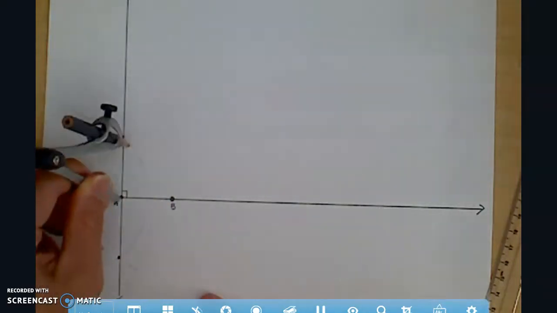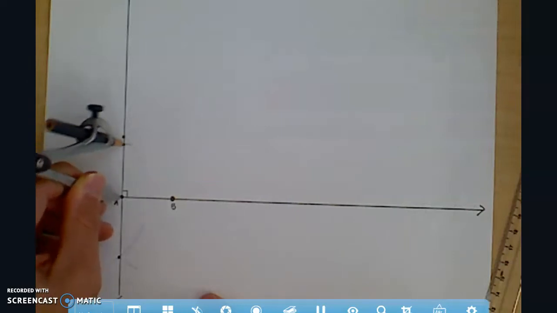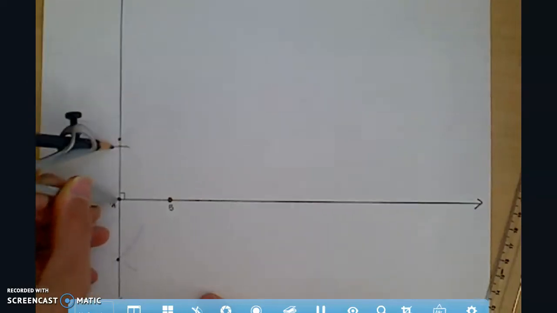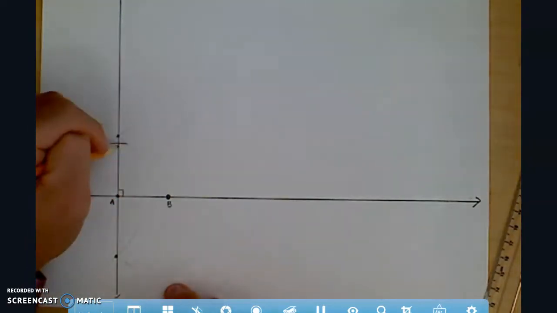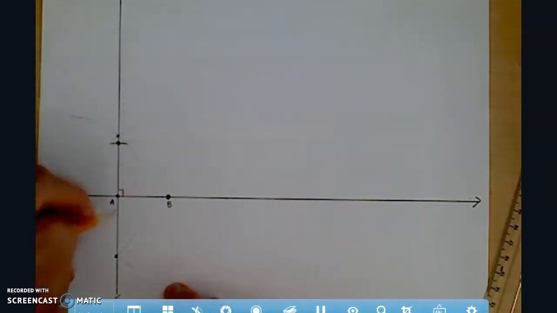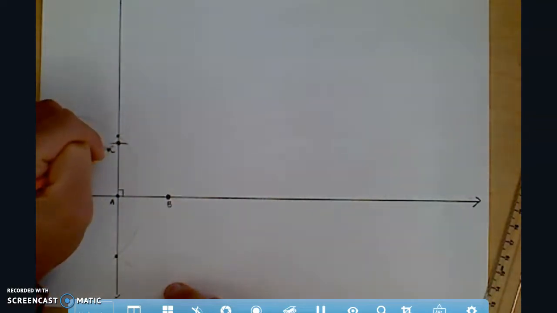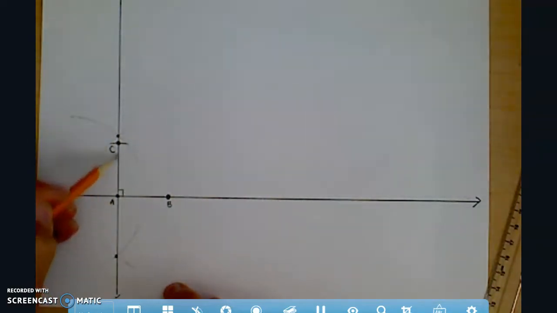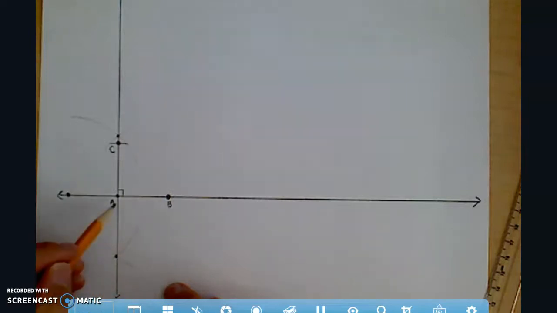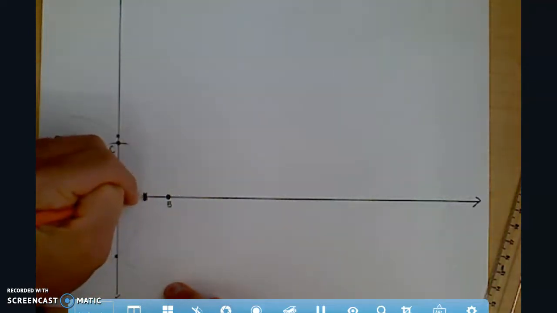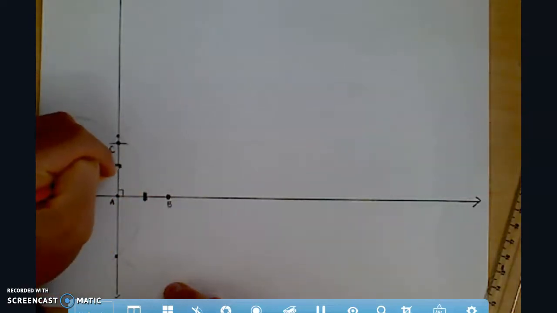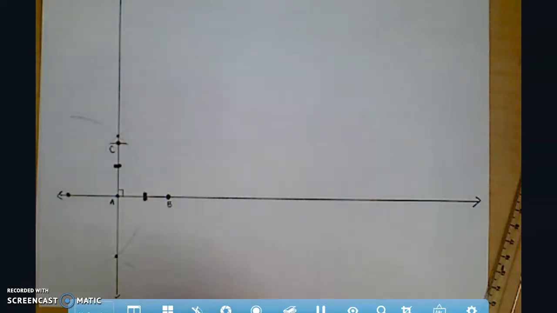I'm going to come up here to this line and make an arc. Notice that arc intersects there. That is going to allow me to know, let's call this point C, that the distance between A and C is congruent to the distance between A and B. So let's throw a nice thick tick mark on there so it doesn't look like one of our construction marks, but we know that those sides are congruent.